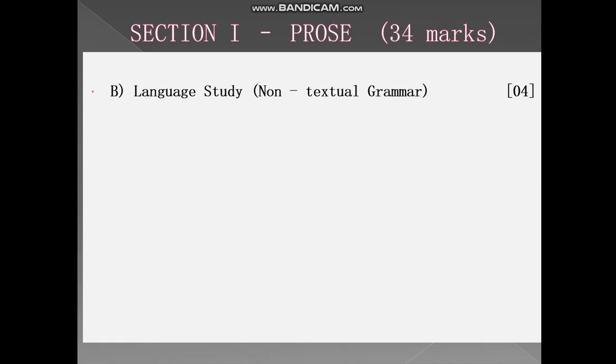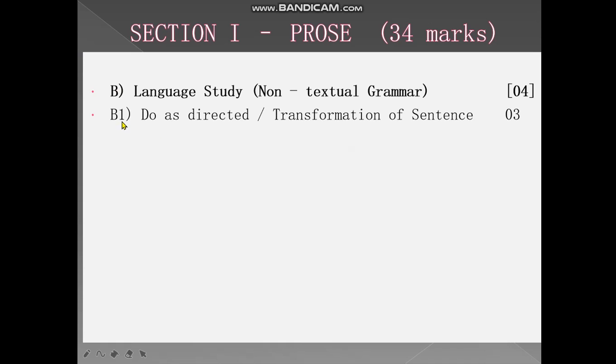B now, question 1B. A we have already seen, that is related to the passage. B will be language study, but this time check here, non-textual grammar. Previously in question 1A, in that A6 activity, that was textual grammar, means based on the passage grammar would be there, but in B segment language study, non-textual grammar would be there, and that's for 4 marks.